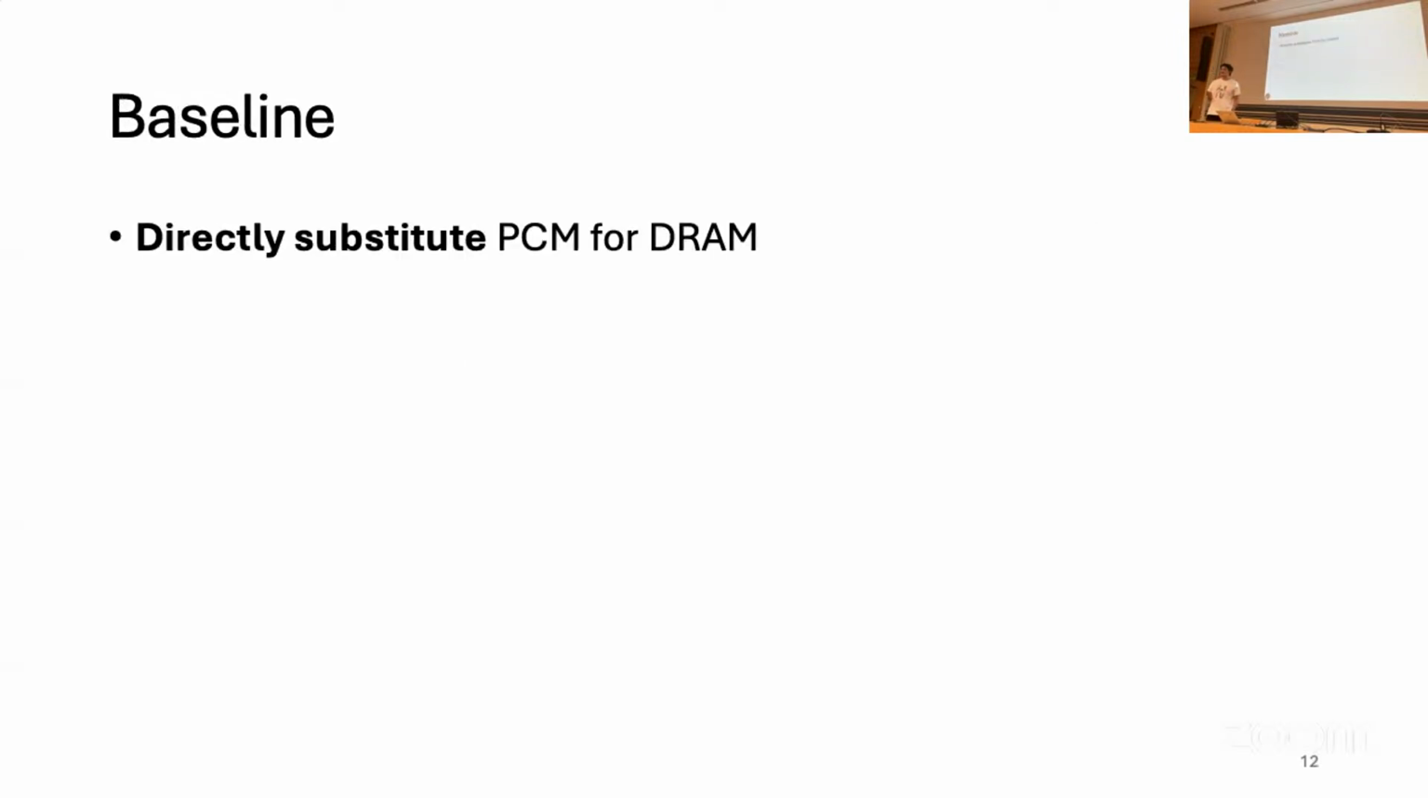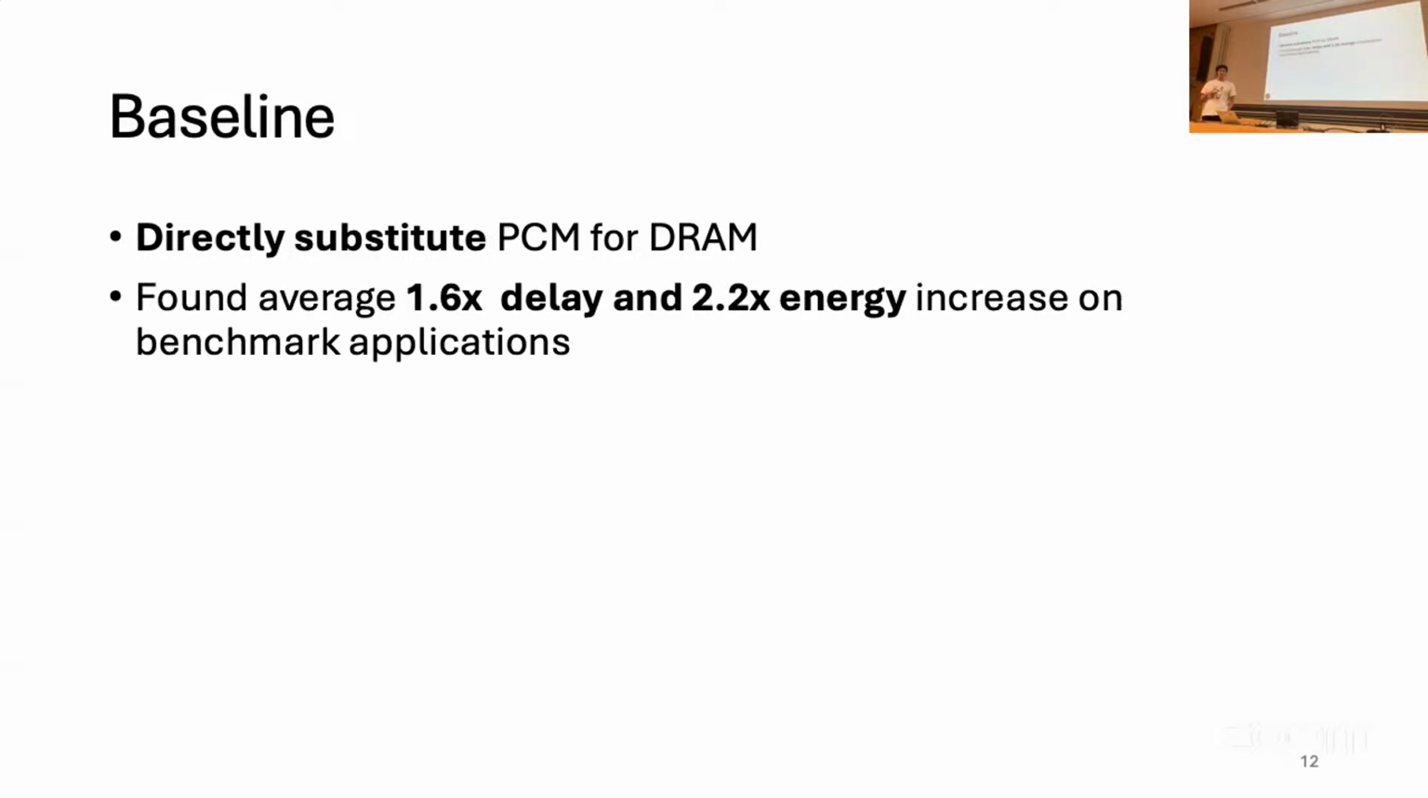The baseline is quite simple. So we directly substitute the PCM model for DRAM. And in this manner, the authors found an average 1.8 times decrease in application execution time, or delay, and an increase of 2.2 times for energy on average throughout their benchmarks.